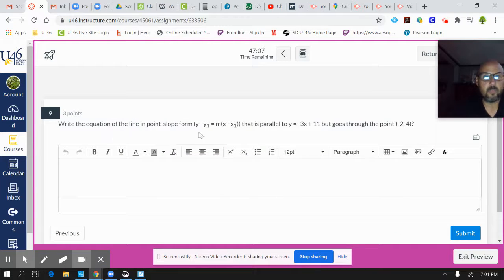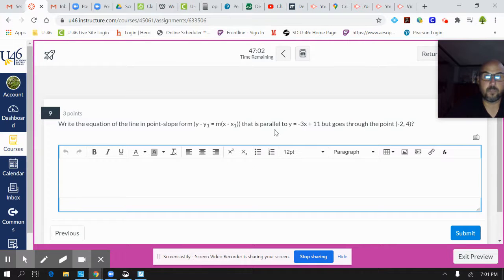Write the equation of a line in point-slope form that's parallel to this and goes through this point. If it's parallel to this, it has the same slope. So our slope is negative 3. And it goes y minus 4 equals negative 3 times x minus negative 2, or x plus 2.